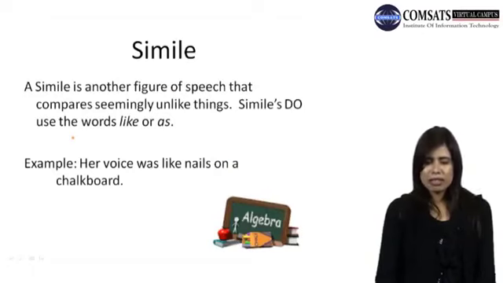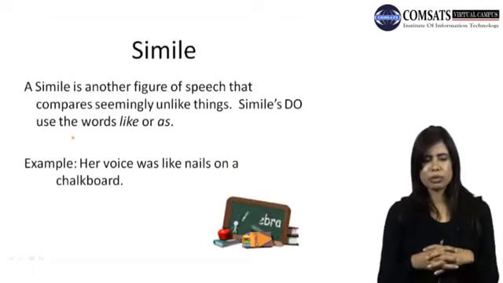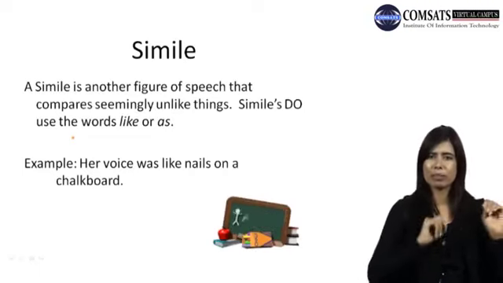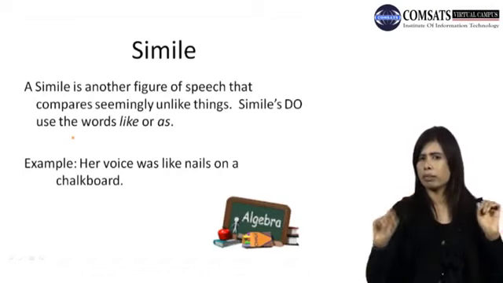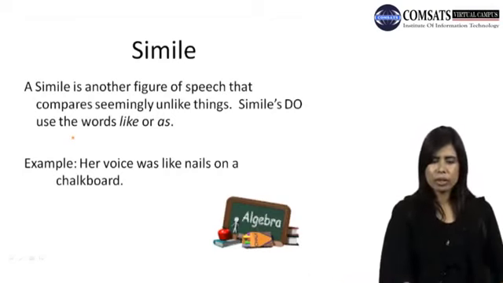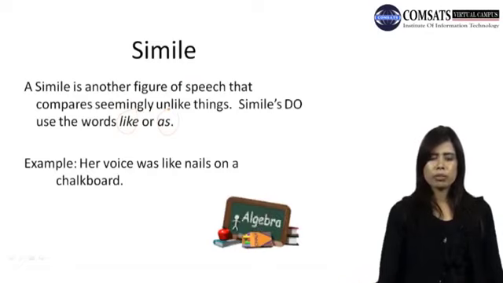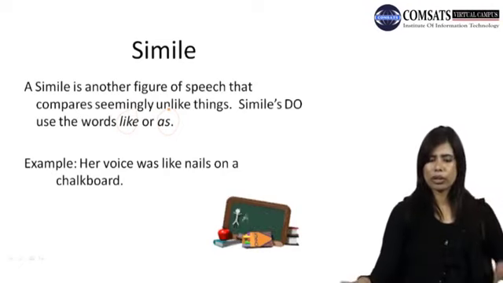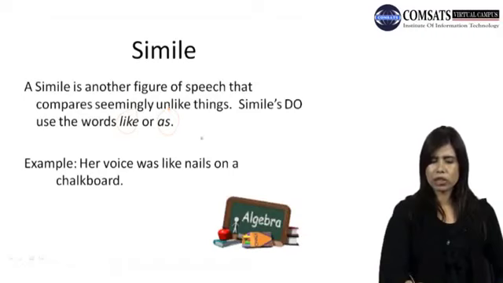Simile. A simile is another figure of speech that compares seemingly unlike things. Similes do use the words like or as. So basically, previously when we were talking about metaphor, that is the direct comparison. So simile is a kind of indirect comparison, and here in similes we use like or as. Fine. So my dear students, her voice was like nails on a chalkboard. So here you can see that this is not as much direct as the metaphor was.